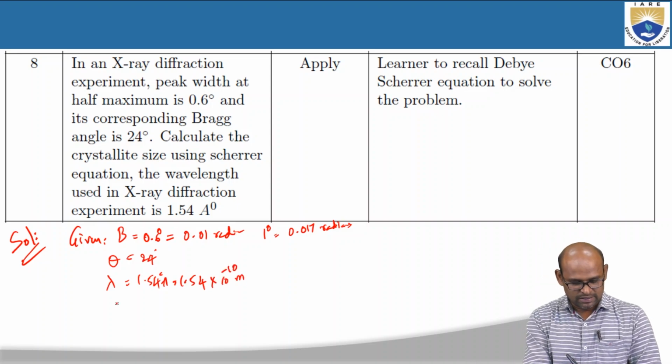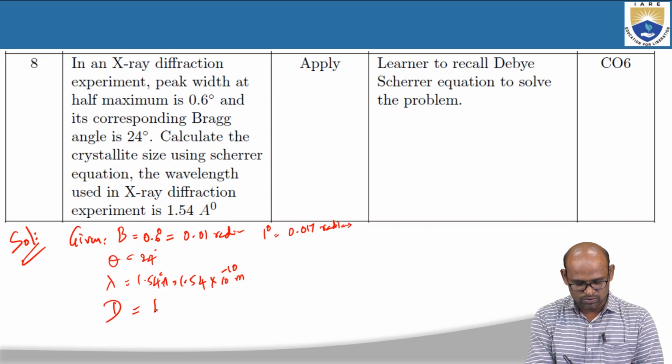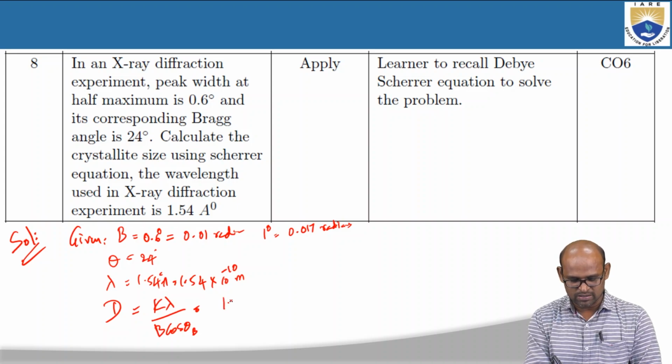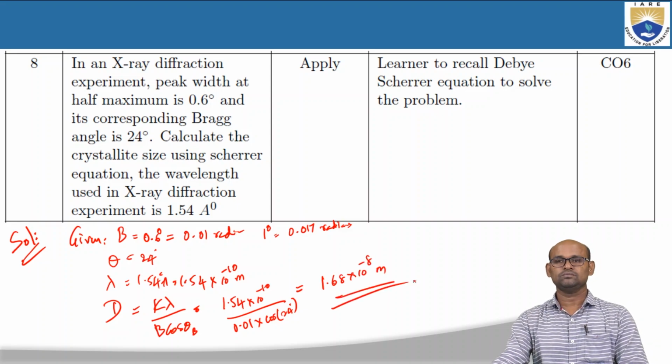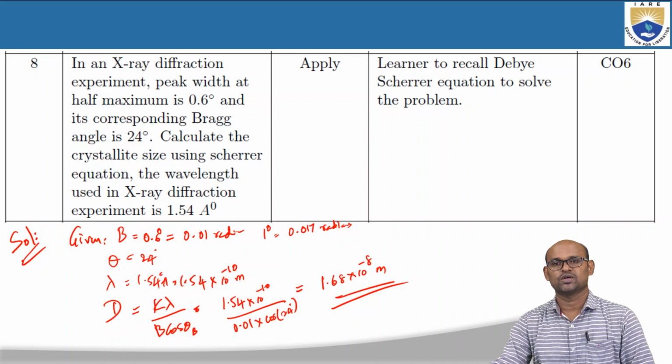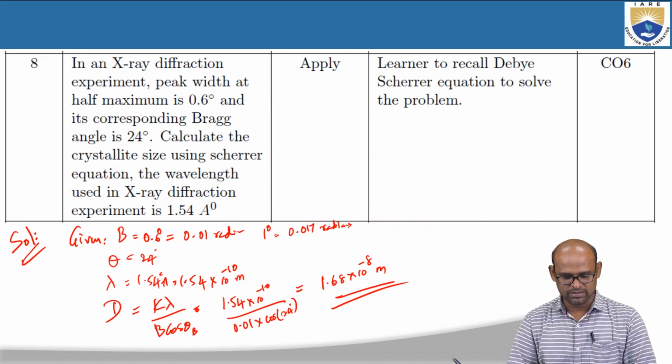So we need to calculate the crystallite size using Scherrer's equation. That is K lambda by B cos theta B. So K is 1 and lambda is 1.54 into 10 power minus 10, divided by B, which is 0.01, into cos theta B, where theta B is 24 degrees. So the average crystallite size is 1.68 into 10 power minus 8 meters. We have used Scherrer's formula here to calculate the average crystallite size.